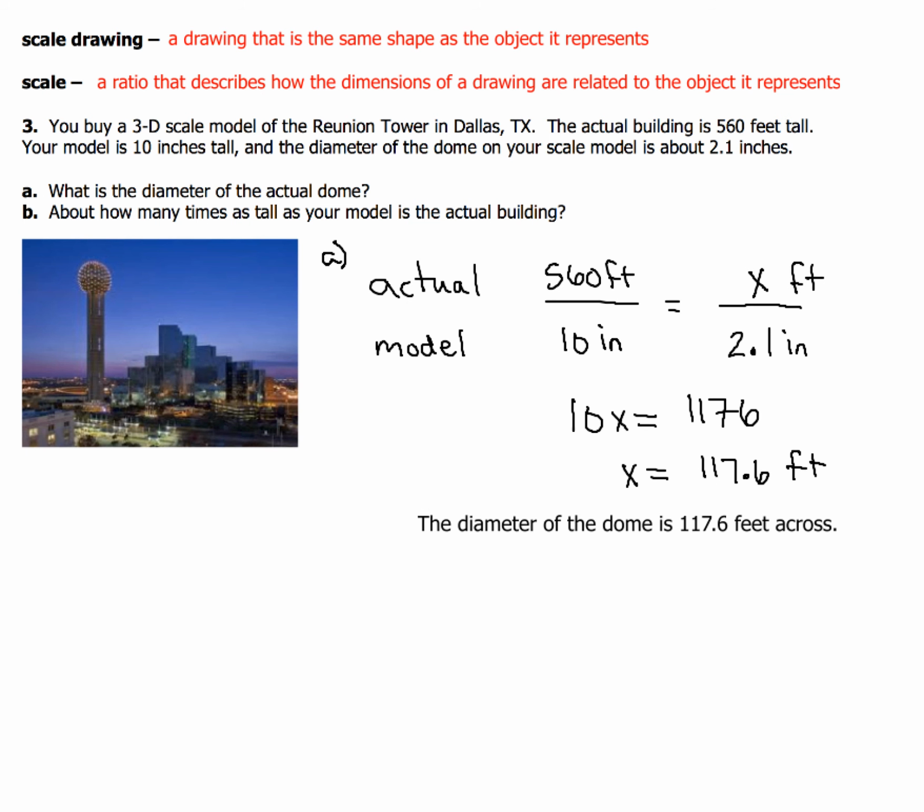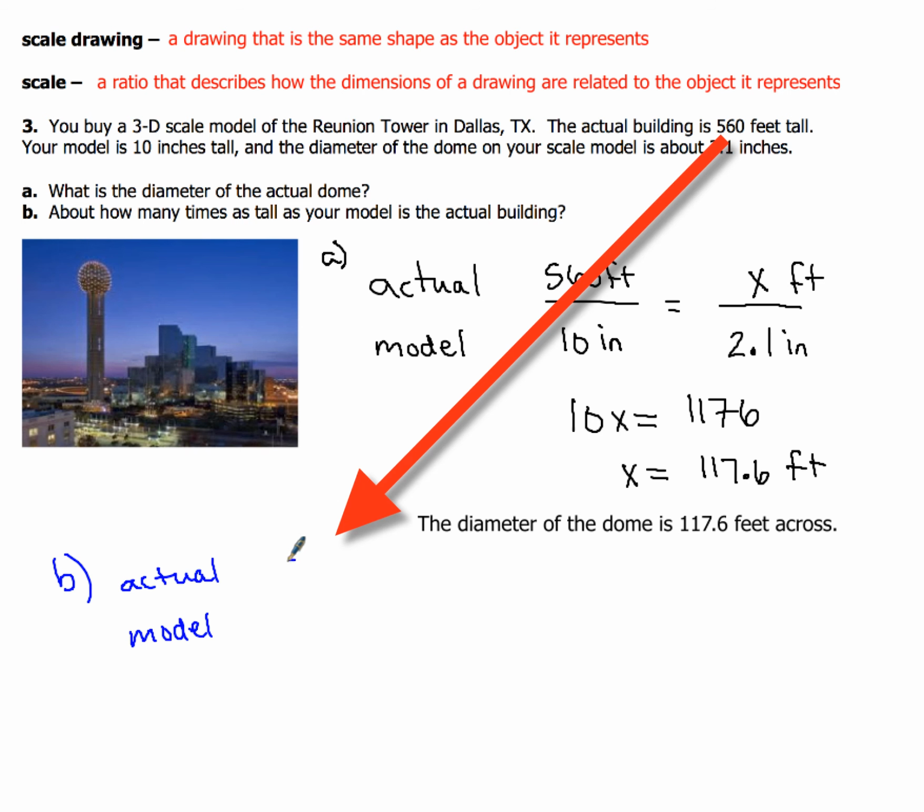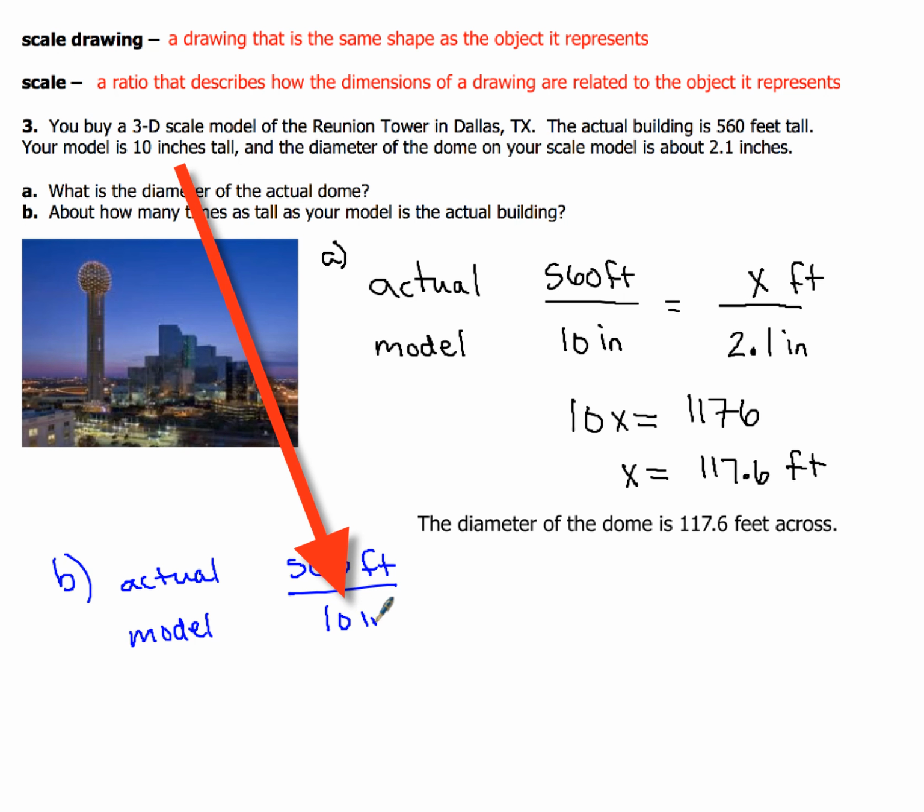Now, for the B piece, let me go ahead and switch colors here so we can keep that separate. Now for question B, this is asking us about how many times as tall as your model is the actual building. So again, I'm going to use this actual to model. I'm going to write down these two words. Now our actual building was 560 feet tall, and our model is only 10 inches tall.